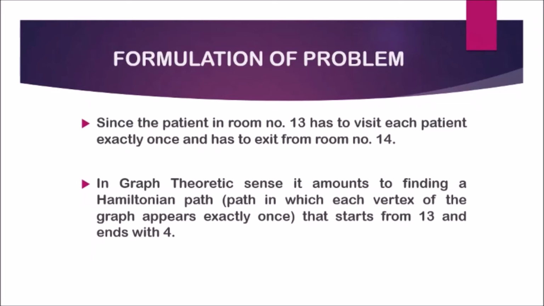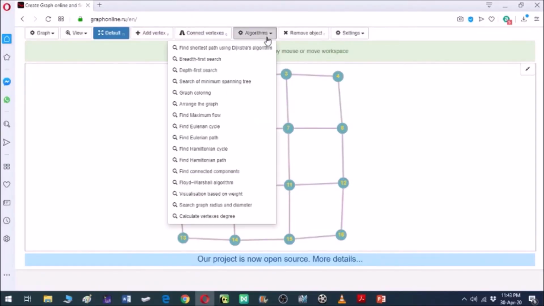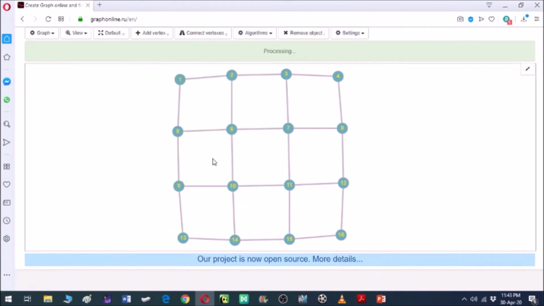To find the Hamiltonian path, let us go back to the website Graph Online. Click on Algorithm and choose the option of finding Hamiltonian path. But what we find is that the Hamiltonian path given by the algorithm does not start and end at our desired vertices.